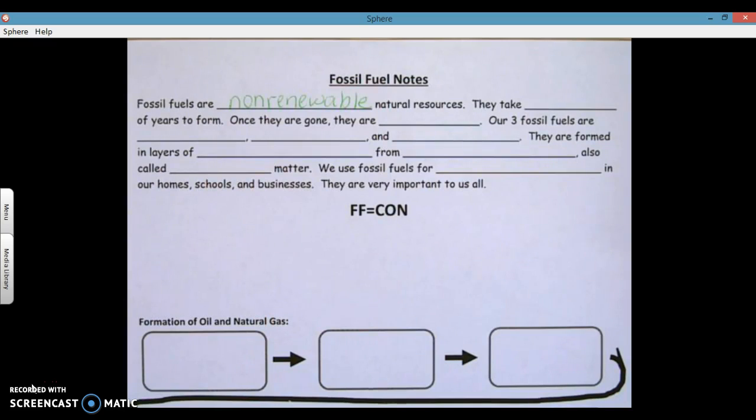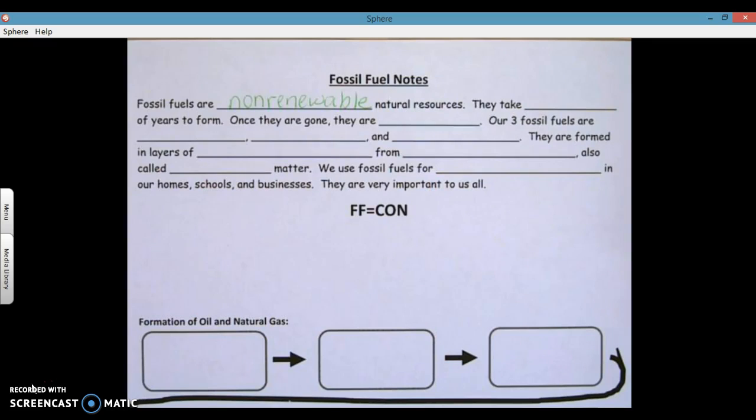Non-renewable, the word itself actually means not able to be made new again. And when we're talking about natural resources that are non-renewable, we're talking about resources that cannot be made new again in a human's lifetime. So in an average human lifetime, we cannot recreate these resources.